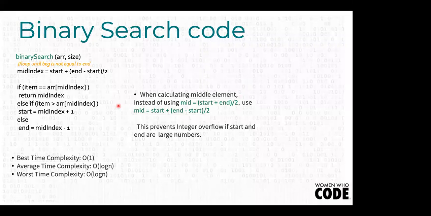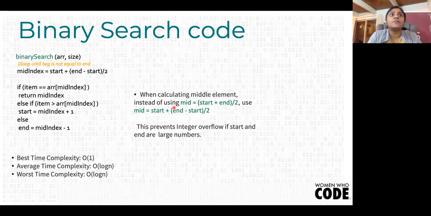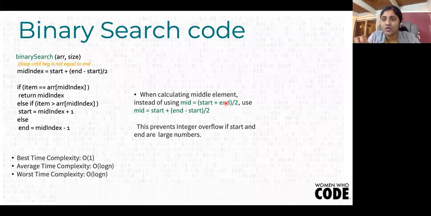The question is why we are not using start plus n by 2, but using start plus n minus start by 2. Let's say your start and end are very high, the numbers are huge. An integer has a certain capacity that it can hold, so when you do start plus end, it can already exceed the integer limit. In that case, you'll have an integer overflow error.